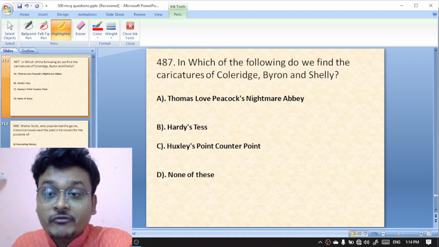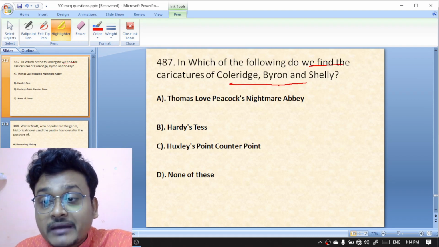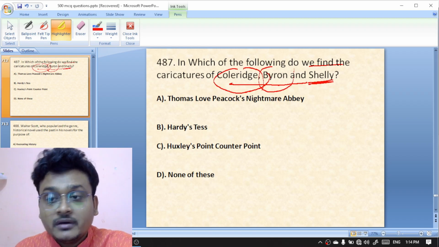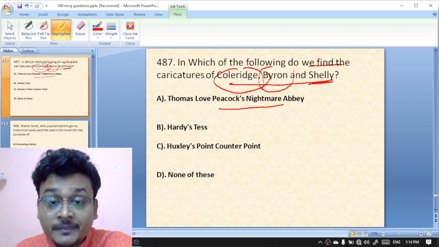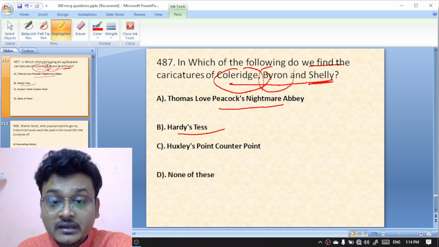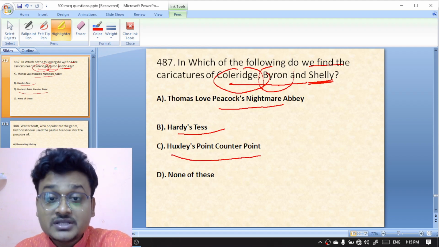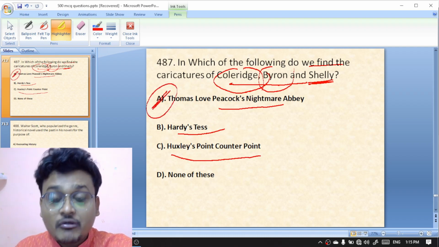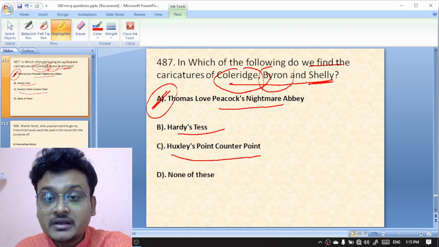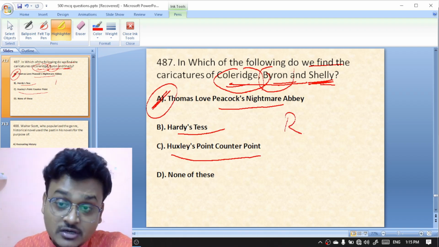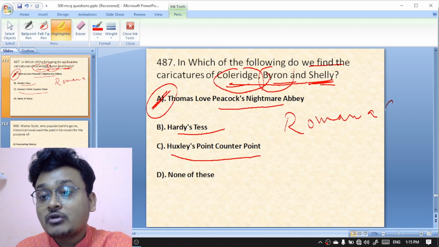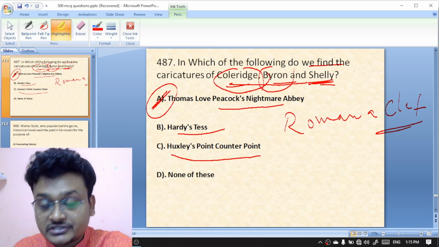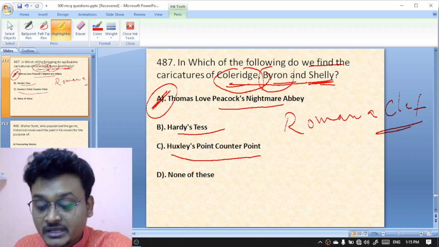Next question: in which of the following do we find the caricatures of Coleridge, Byron, and Shelley? So real people are being caricatured. Thomas Love Peacock's Nightmare Abbey is the right answer, where Peacock has caricatured the three people Coleridge, Byron, and Shelley. That's why it is called a roman à clef novel, because real people have been caricatured by the author.